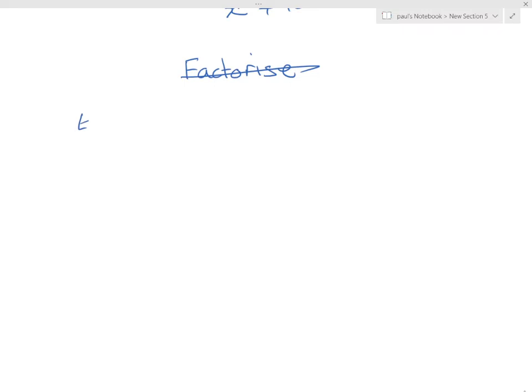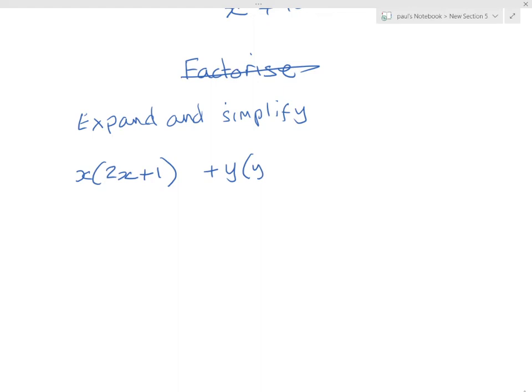So let's do expand and simplify. Now you can get something really crazy. You can get brackets all over the place, yeah? So all we need to do is take it one step at a time and see if we can simplify when we get to the end.